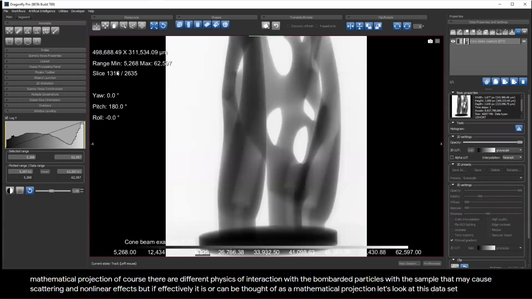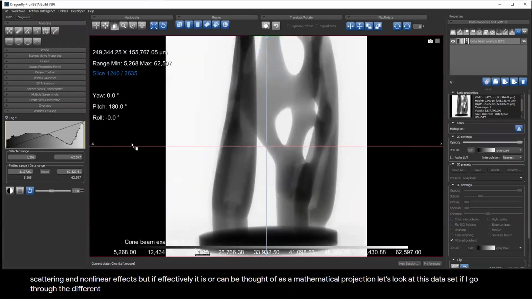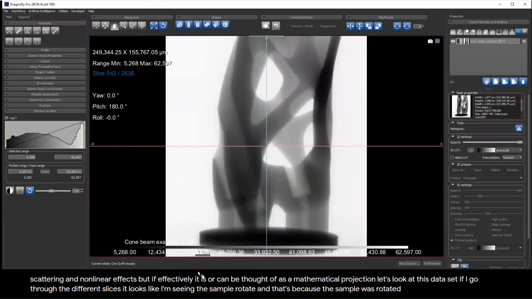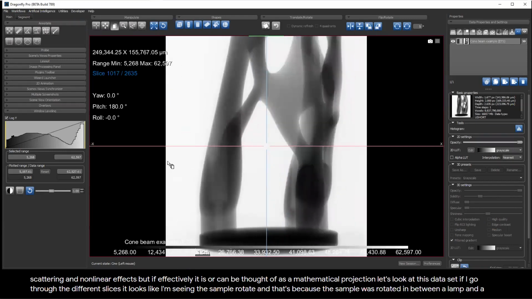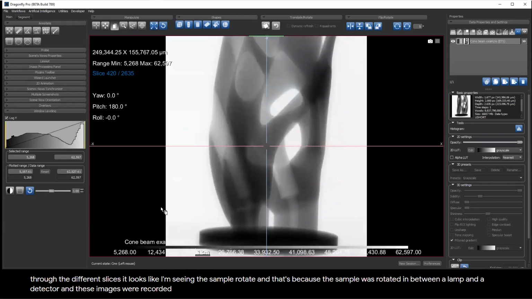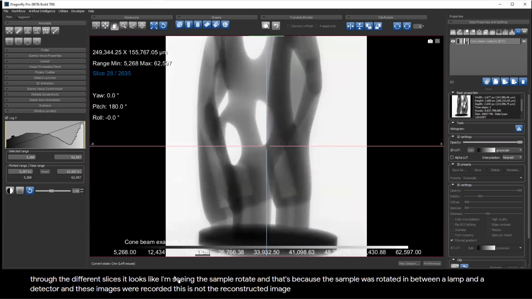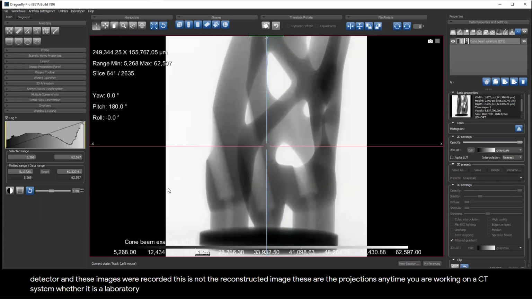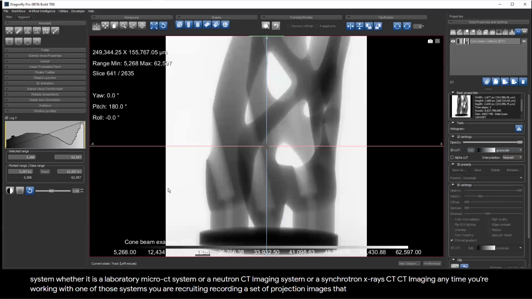Let's look at this data set. If I go through the different slices, it looks like I'm seeing the sample rotate, and that's because the sample was rotated in between a lamp and a detector, and these images were recorded. This is not the reconstructed image. These are the projections. Anytime you are working on a CT system, whether it is a laboratory micro CT system or a neutron CT imaging system or a synchrotron X-ray CT imaging, anytime you're working with one of those systems, you are recording a set of projection images that must be mathematically reconstructed into the 3D reconstruction.